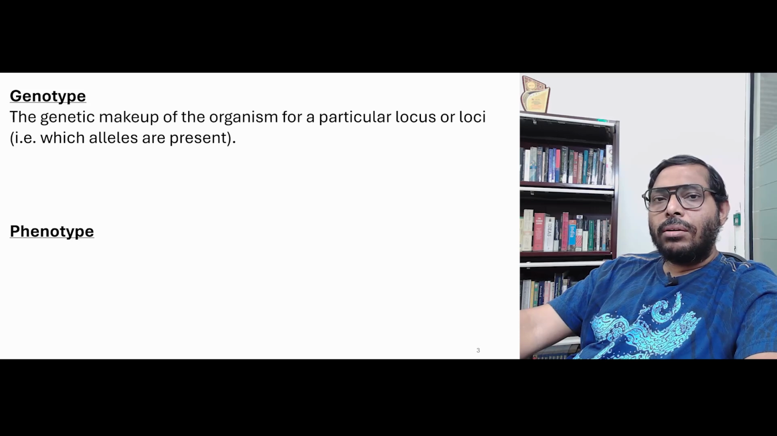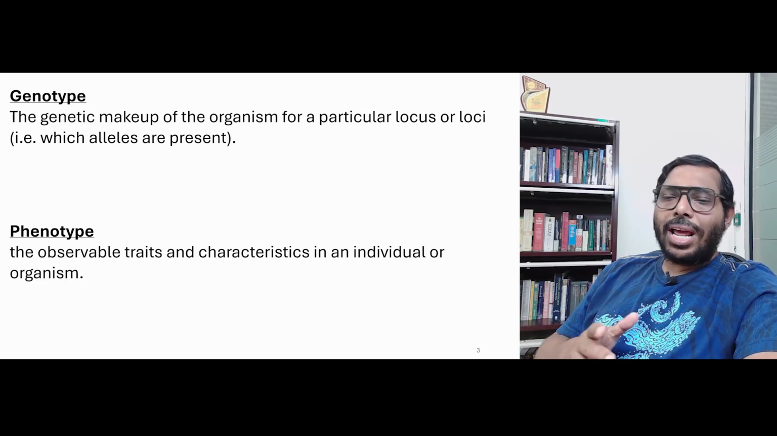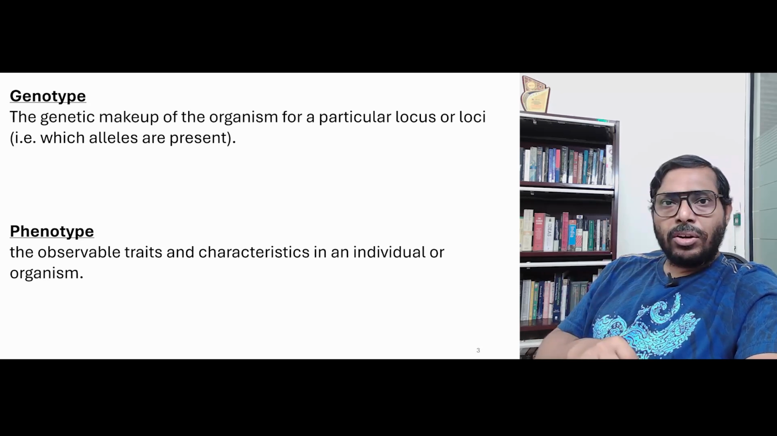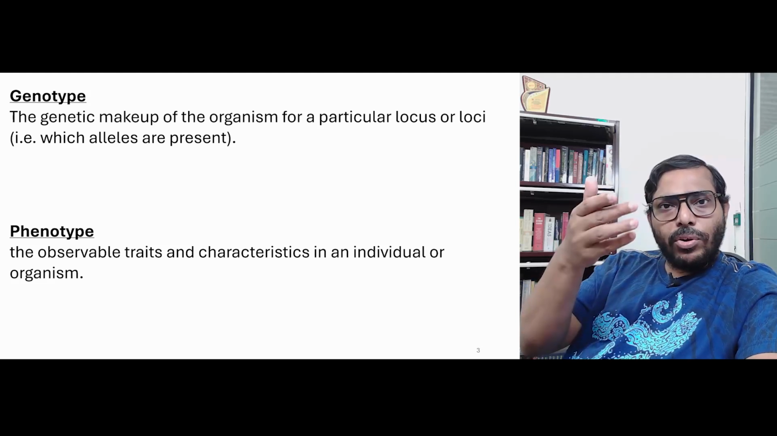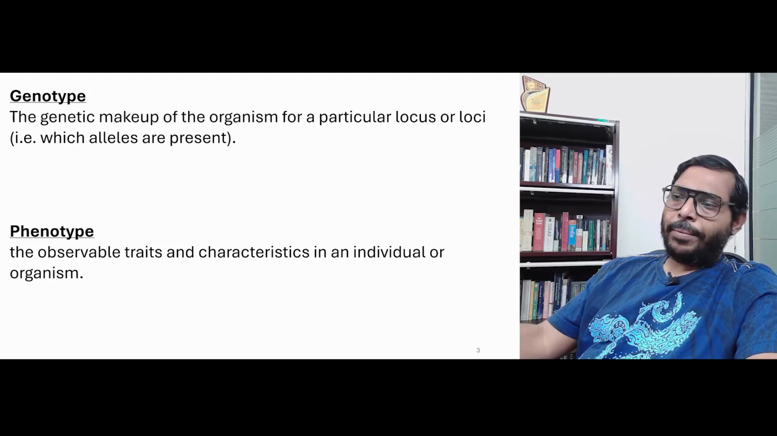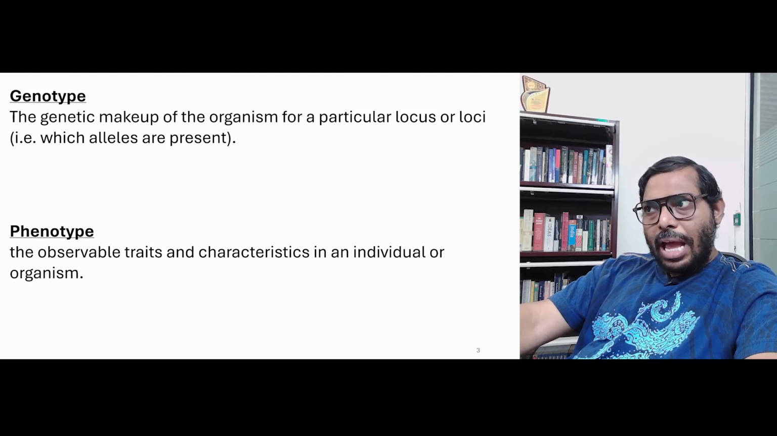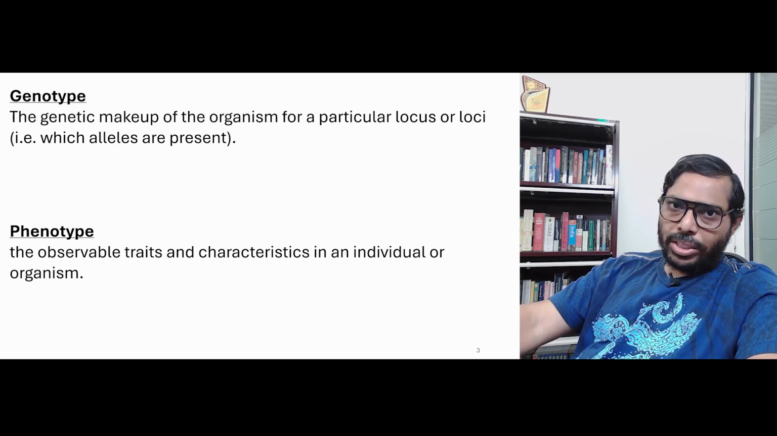Now, what is the phenotype? The phenotype is simply an observable trait or characteristic of an individual or an organism. So, for example, in the context of height, in the Mendel example, tallness is a phenotype, shortness is a phenotype, right. Now, if you remember, we said that the rediscovery of Mendel's laws was exceedingly important for evolutionary biology.